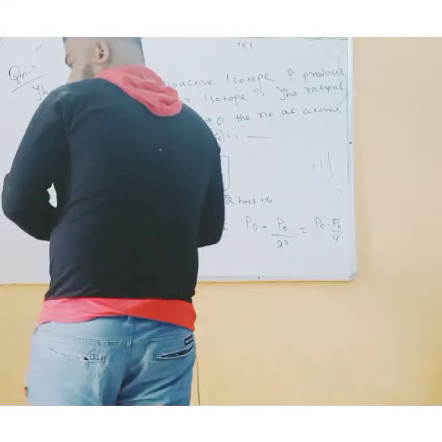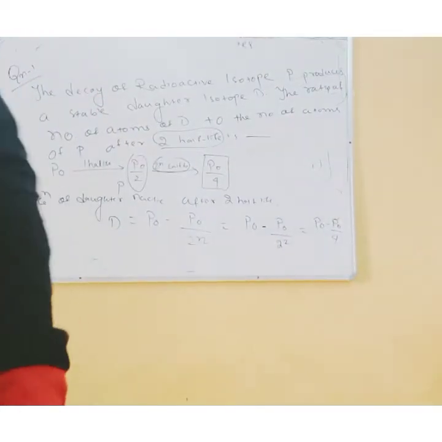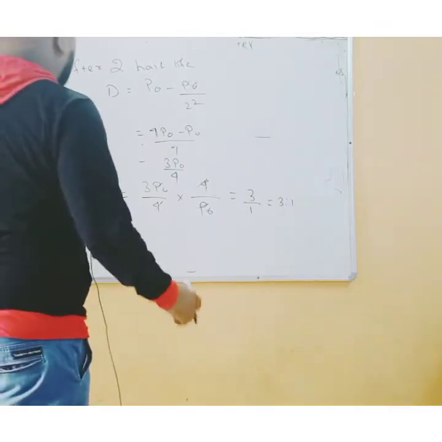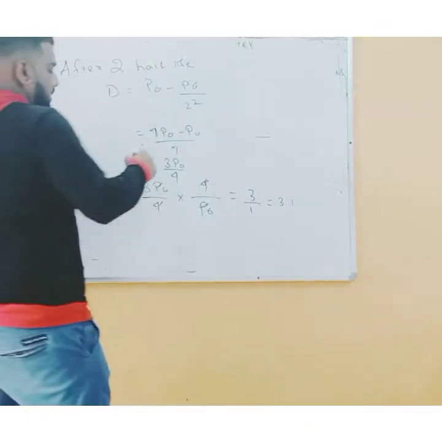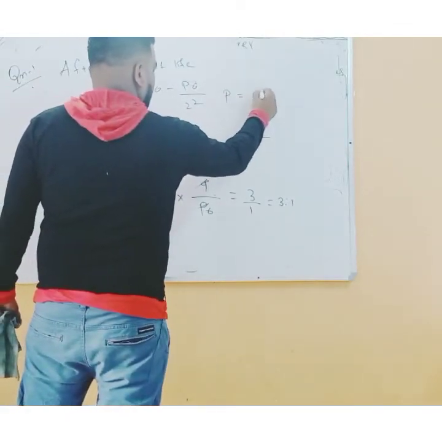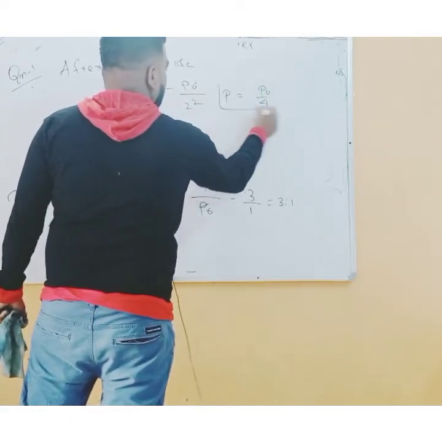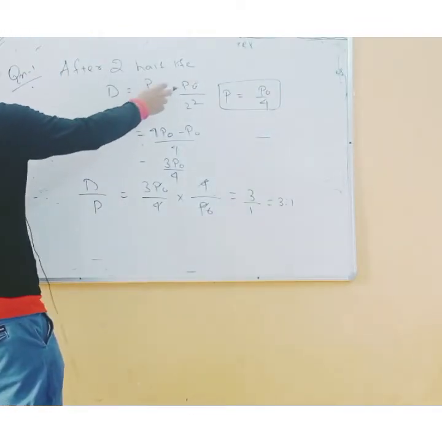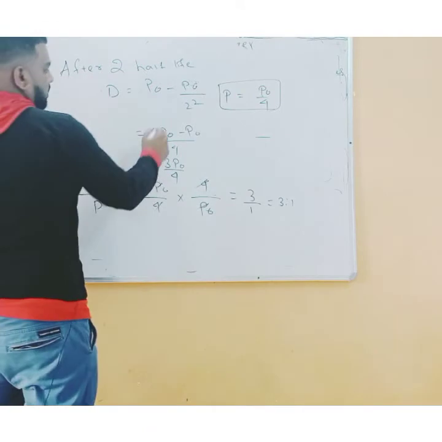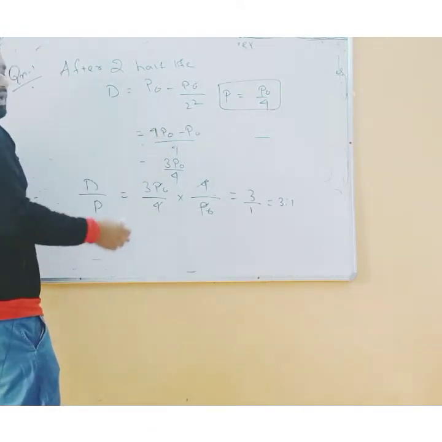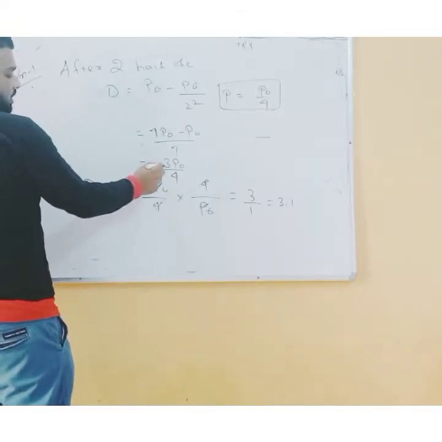Now the equation is P naught minus P naught divided by 4. We already know the concentration of parent nuclei after 2 half-lives is P naught by 4; P is equal to P naught by 4. It is already calculated. Now D is equal to P naught minus P naught divided by 2 to the power 2, and by solving this we get P naught minus P naught divided by 4, which is equal to 3 P naught by 4.